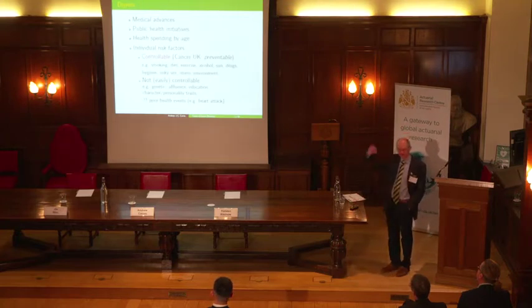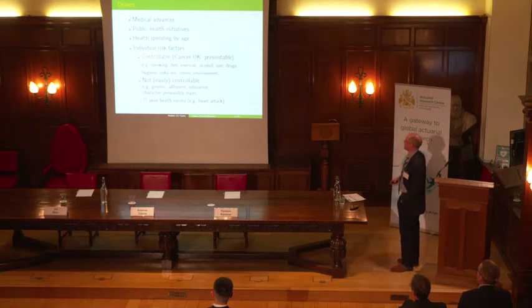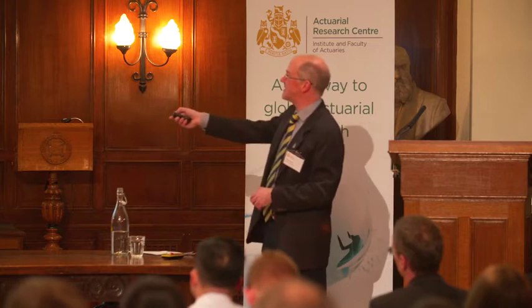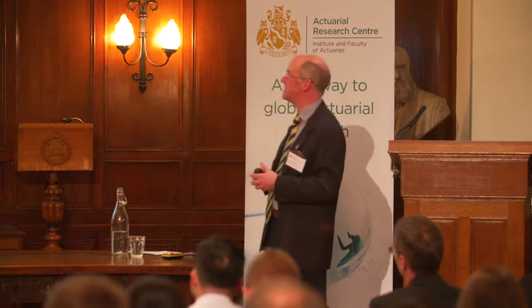Now, what are the drivers? Why do we see mortality improvements, or indeed deteriorating mortality, for some causes? This is a group of three up at the top. There are things like medical advances, public health initiatives, or health spending by age. Some of these have been touched on in the discussion already this afternoon. And this is maybe in the context of a stochastic mortality model that Torsten talked about earlier on. In stochastic mortality models, you have age effects, period effects, and cohort effects. And these top three would be most likely to result in an impact on period effects, the kappa T's in these models.